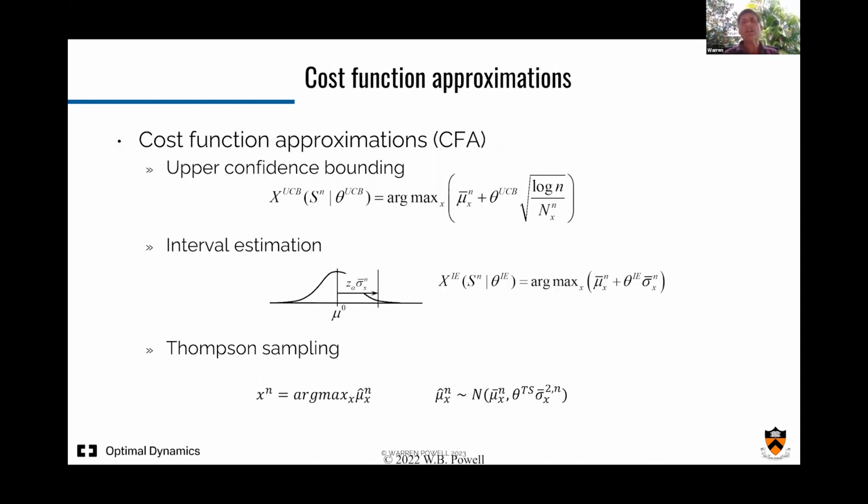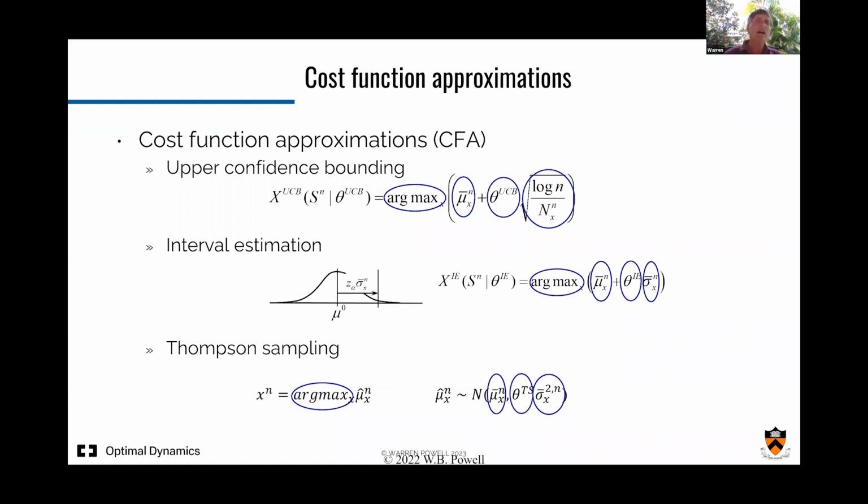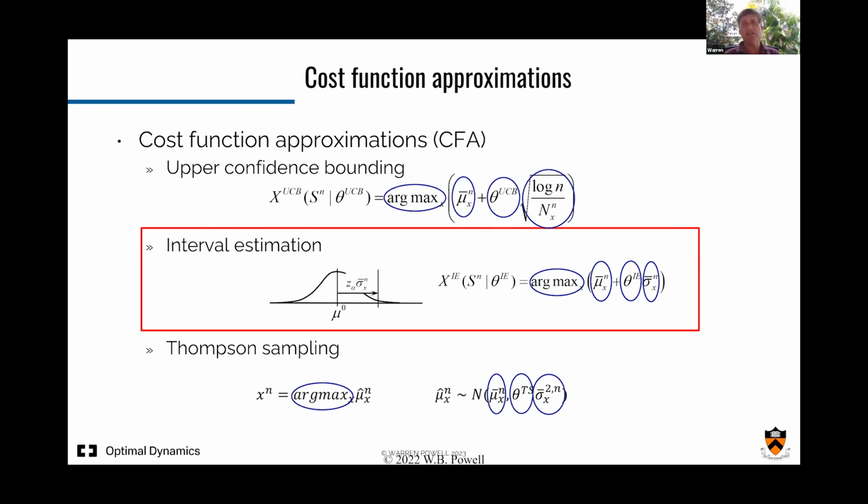So here are various simple policies widely used and studied in the academic literature. They each have an argmax. I'm always trying to find the best catalyst in this case. I always have a point estimate. There's my point estimate. I always have some uncertainty metric. And then I have a tunable parameter. So of these, I happen to have gotten a lot of success with this middle one called interval estimation, where I take the point estimate and go up some number of standard deviations.